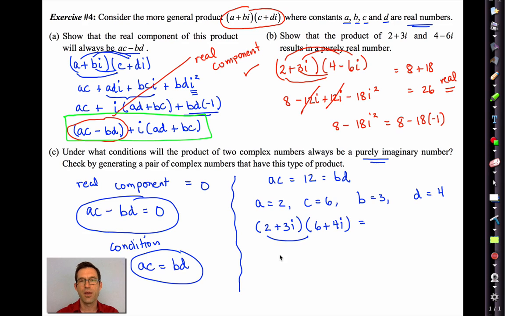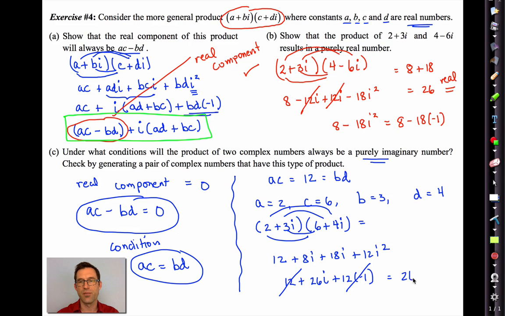Let's try it. We get 12 plus 8i plus 18i plus 12i squared. And you can probably already see it. That'll be 12 plus 26i plus 12 times negative 1. And that's going to be a positive 12 and a negative 12.